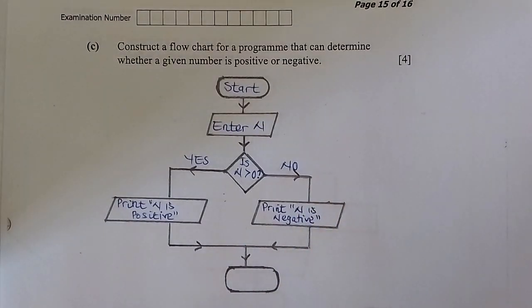And after these two output boxes, we are going to end our program. So we'll say end. So this is our complete flowchart for the program that can determine whether a given number is positive or negative.